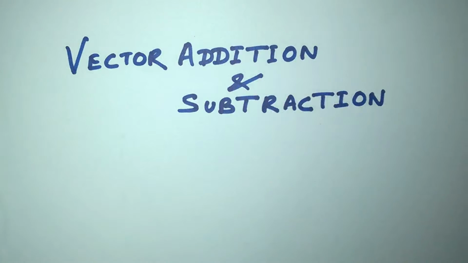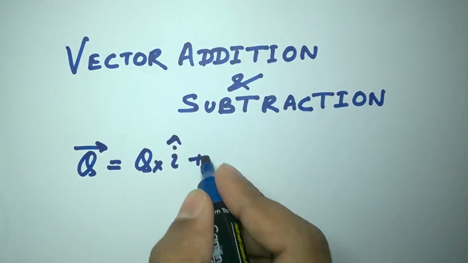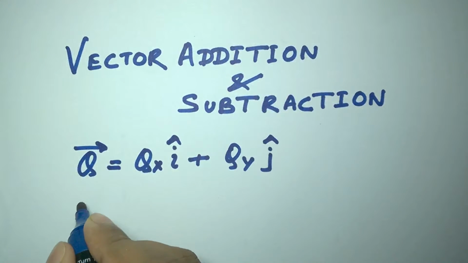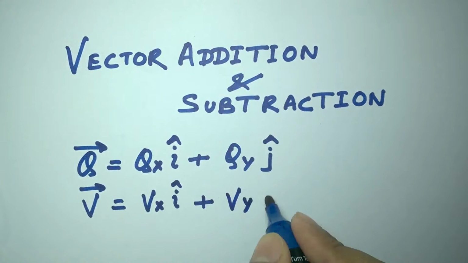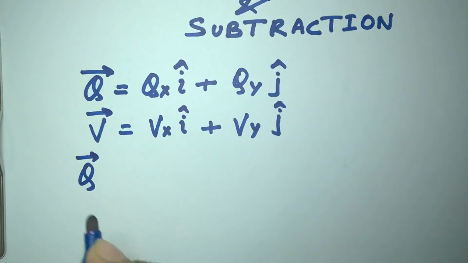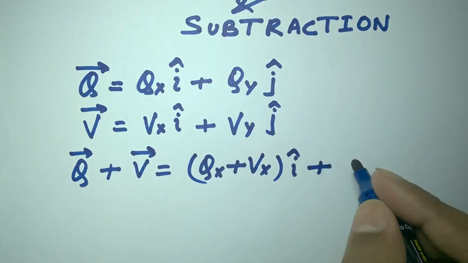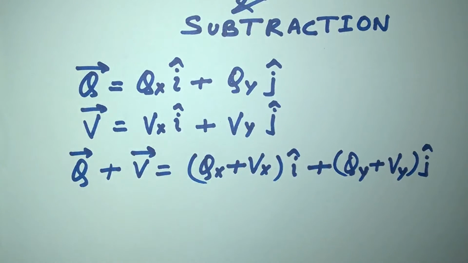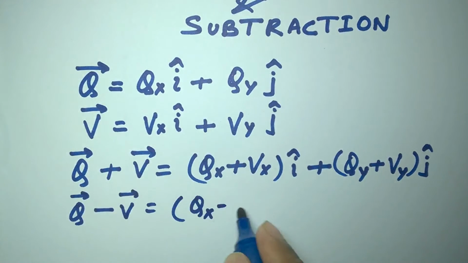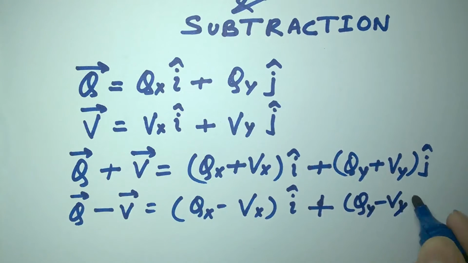Let us assume 2 vectors q and v, with qx and qy as the components of q and vx and vy as the components of v along x and y axes respectively. They can very easily be added or subtracted by adding or subtracting the coefficients of i and j to get the components of the resultant along x and y axes.